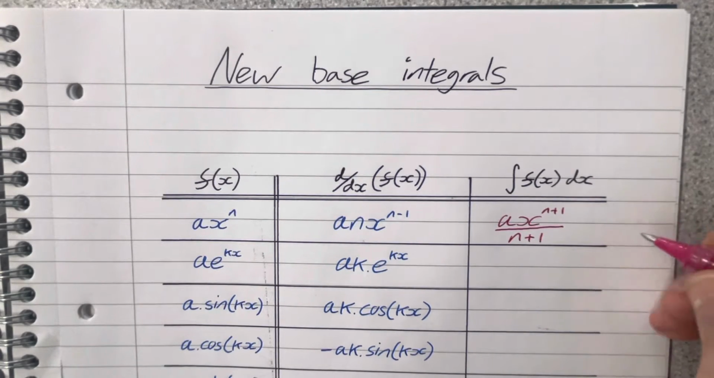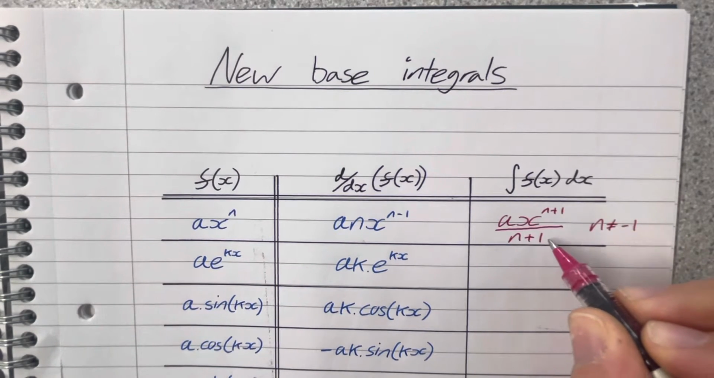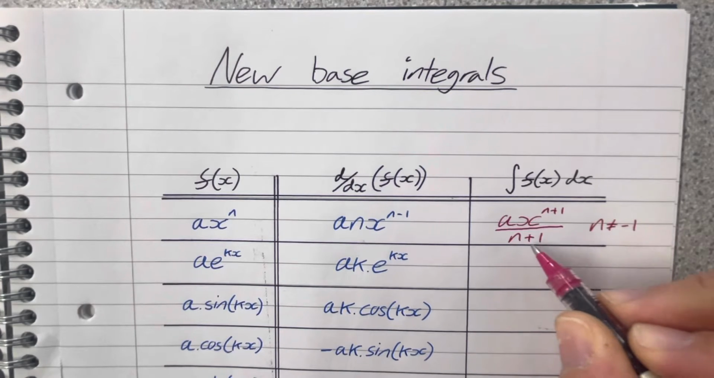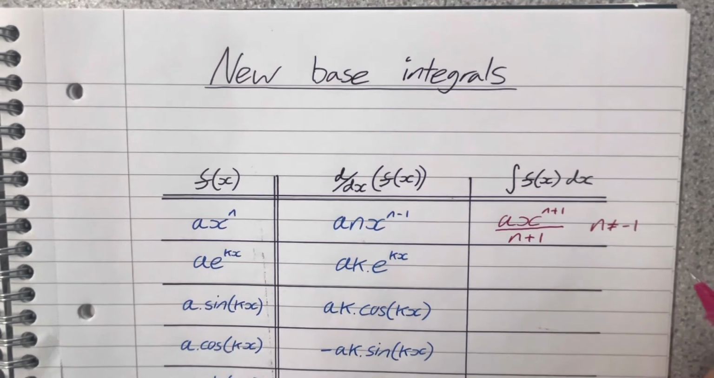And this is true for n not equal to negative 1, because if it's negative 1, then we would end up dividing by 0. So we can't do that for negative 1, and we'll have a look at that case in a little bit.